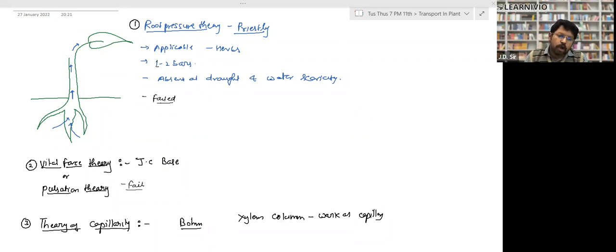So all three theories fail to explain how the movement of water takes place in higher plants from root to shoot. Tell me, is it clear? Are all these three theories clear or not?